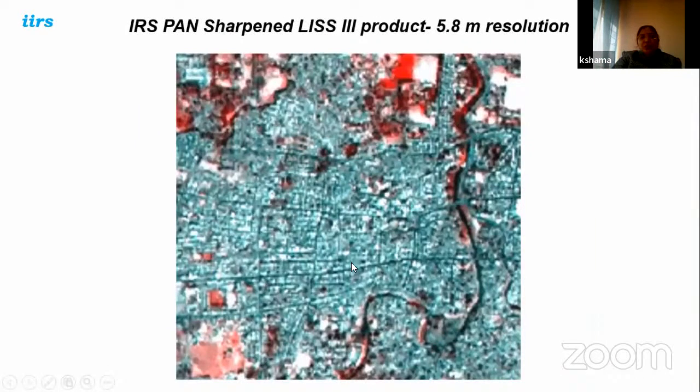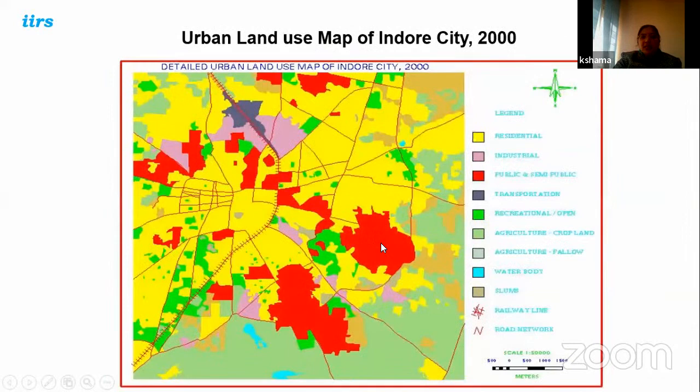If we come to this 5.8 meter resolution data, you can see that you are able to see even the minor roads, like minor and local roads also. So you can prepare a very detailed land use map with this one, where you can identify residential, industrial. We had already discussed how different cues are there on remote sensing data, which help us identify these classes, like public and semi-public, transportation and so many other classes. Definitely for some of the classes we need some ground understanding or understanding of the data.